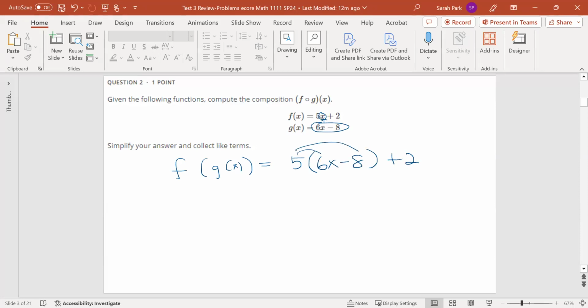And then let's distribute the 5. We get 5 times 6 is 30x, minus 5 times 8 is 40, plus the 2. And then add like terms, negative 40 plus 2, we get 30x minus 38.